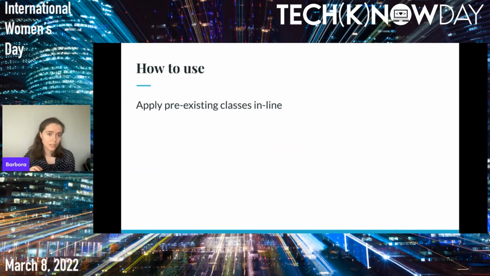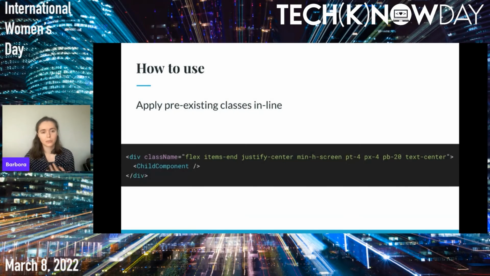All you need to do is apply pre-existing classes inline. To show you what this actually means, we have a really short code snippet here where we've got one div with a child component. And on the top level div, we've got a class name and a really long string. I think when you first look at this it can look quite intimidating. But if we talk through it, you'll see that there's nothing scary about this at all.